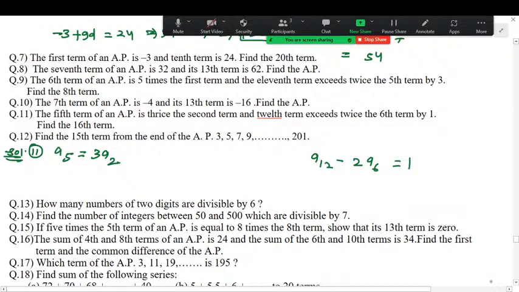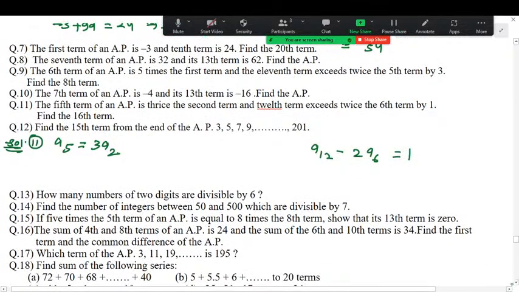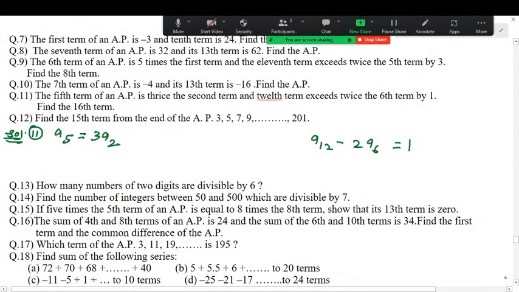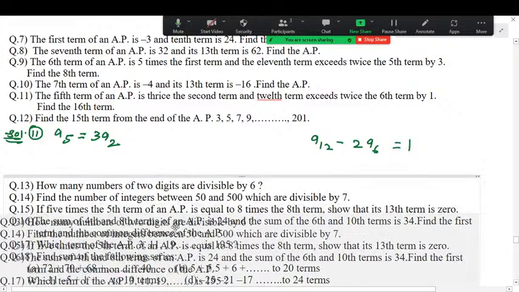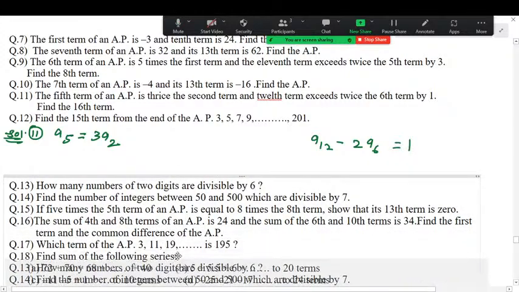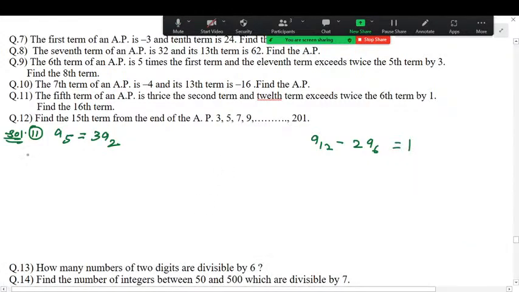Using these two conditions, you can frame two equations and then you can solve those two equations to find out A and D. And once you have obtained A and D, you can find out any term. Okay, so just observe carefully. I'm helping you with this solution. 5th term, A plus 4 times D. And second term, A plus D.